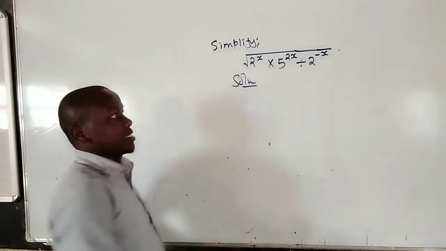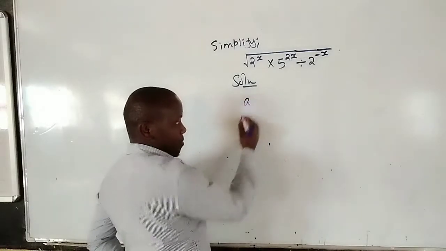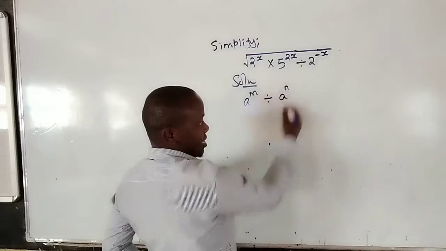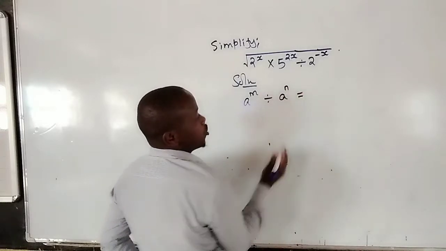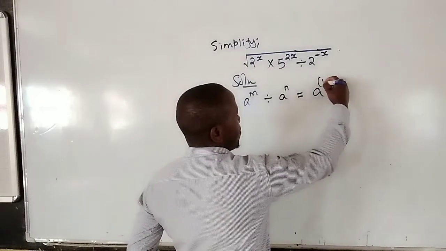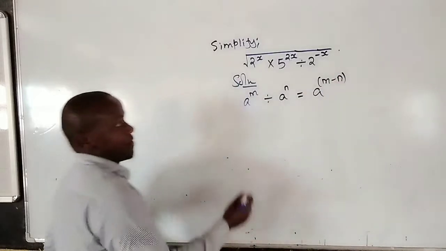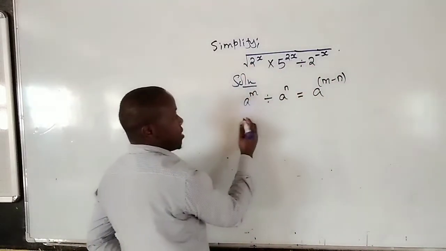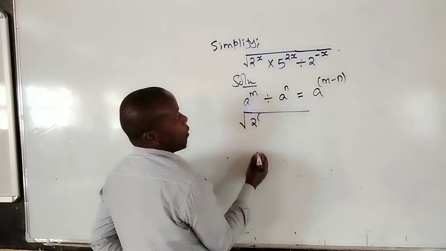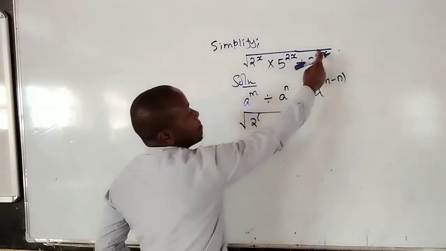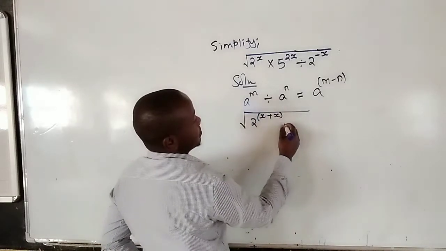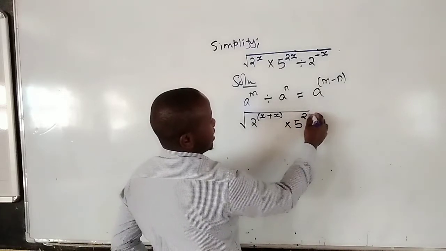Among the laws of indices, we all know that when we have a common base a, power m, divided by another common base raised to a different power, we just take the base and subtract the powers. Therefore, in this case, we have base 2 and base 2, meaning that we can group them together and have 2 power x minus negative x. So x minus negative x becomes plus x, times 5 power 2x.